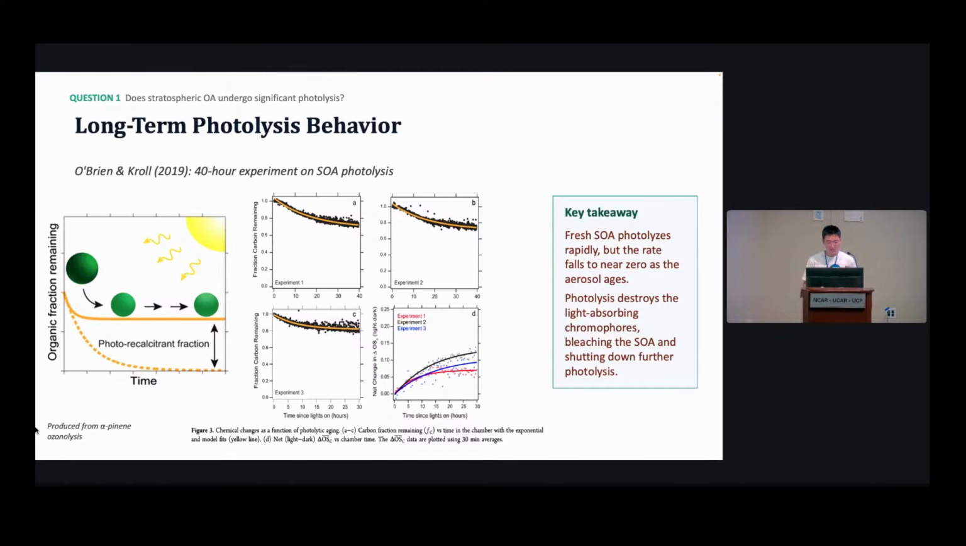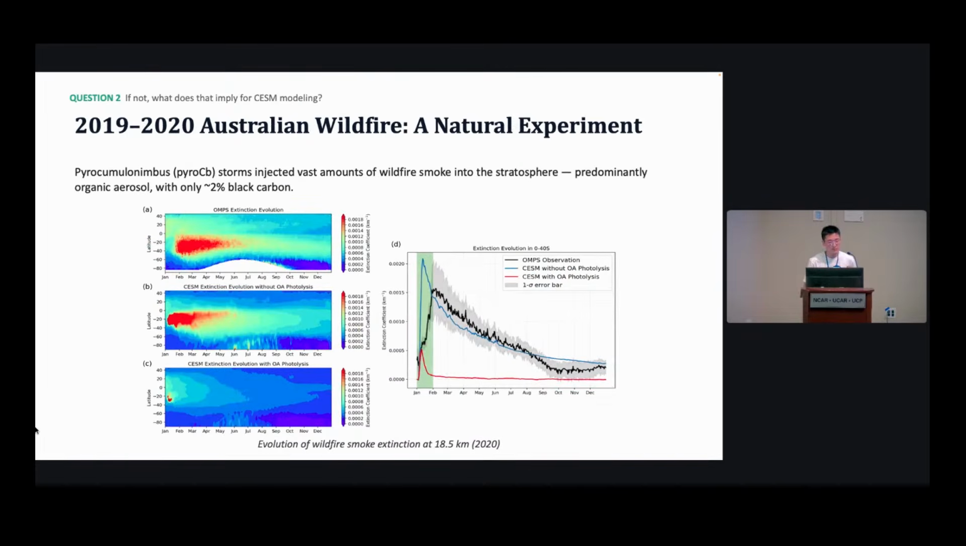Since we already know the organic aerosol photolysis in the stratosphere is negligible, how about we put it into the model without any organic photolysis? We can see in the middle panel that we in general reproduce observations in CESM2 CARMA, and in the right panel we can see the blue line, which matches pretty well with the observations, again showing that we didn't observe any evidence for stratospheric organic aerosol photolysis.